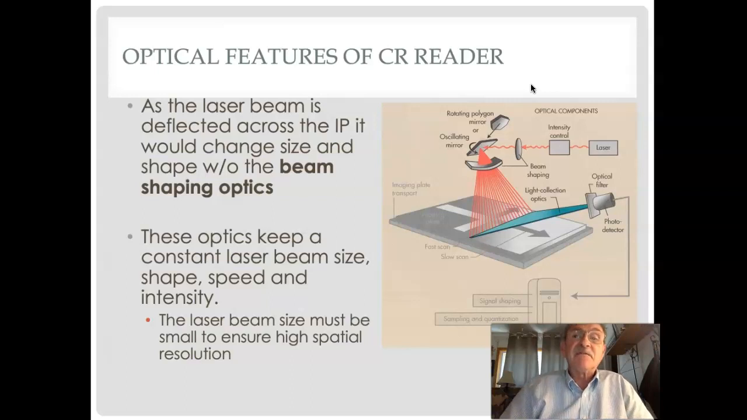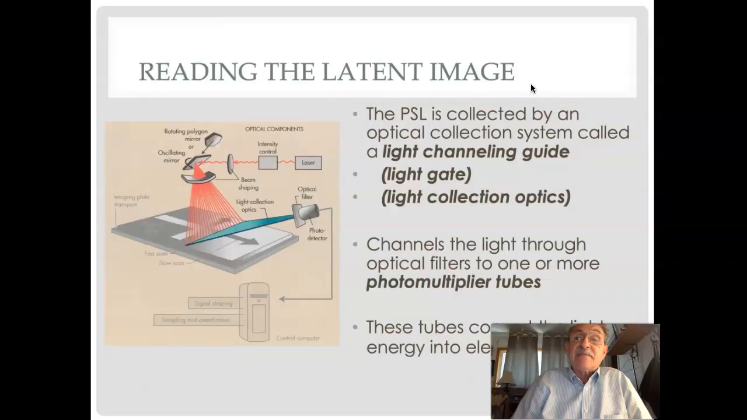Optical features deflected across the IP would change the size and shape without the beam shaping optics, which is what I just talked about. These keep a constant laser beam size, a constant shape, a constant speed, and intensity. The laser beam size must be small to ensure high spatial resolution. It's kind of like the line focus principle. Having a very small area to start with will give us the best spatial resolution, as opposed to a larger area. There's some inherent distortion, there's some inherent unsharpness that is built into that.